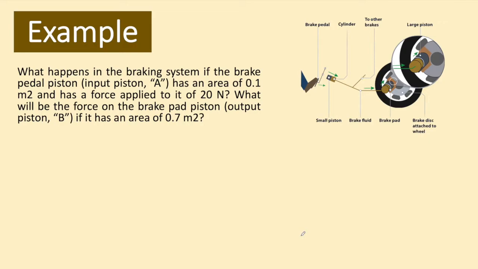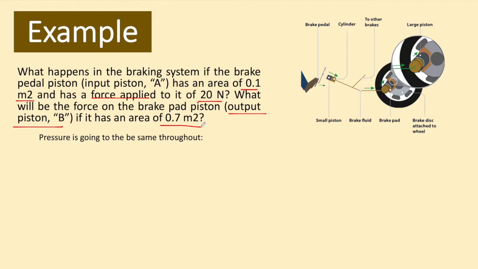What happens in the braking system if the brake pedal piston, the input piston A, has an area of 0.1 meters squared and has a force applied to it of 20 newtons? What will be the force on the brake pad piston? So that's going to be the output piston, B, if it has an area of 0.7 meters squared.